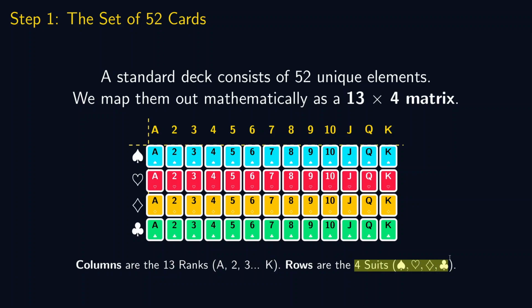Now let us talk about the rows. Each row represents a suit. There are 4 suits in a standard deck. Reading from top to bottom, we have spades, hearts, diamonds, and clubs. So we have 4 rows, 1 for each suit, running down the left side of the grid.